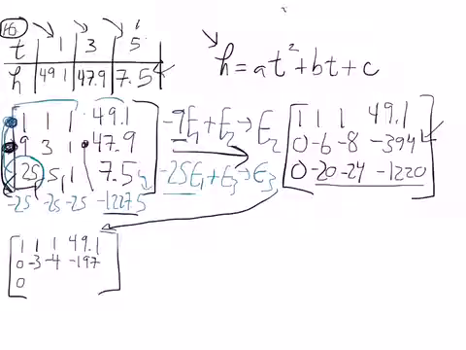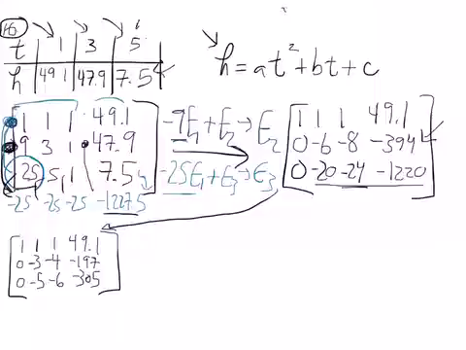I notice that these are all divisible by 4. So I'm going to do that, divide all these by 4. So that makes this a negative 5. That makes this a negative 6. And 1220 divided by 4 is a negative 305. I could have divided it by negative 4 and just made them all positive, but we'll see what happens. All right, so now I have this system.